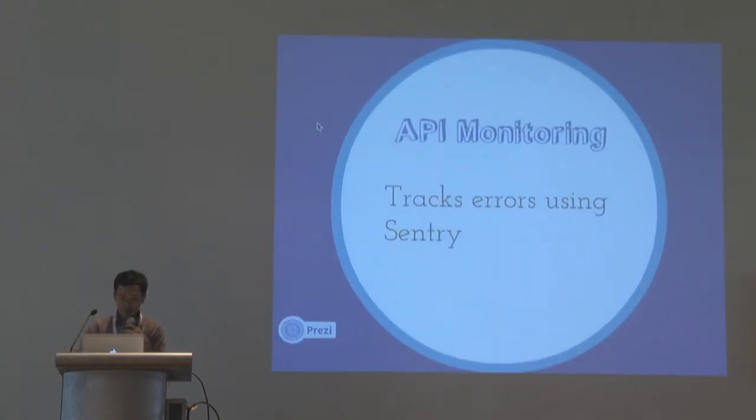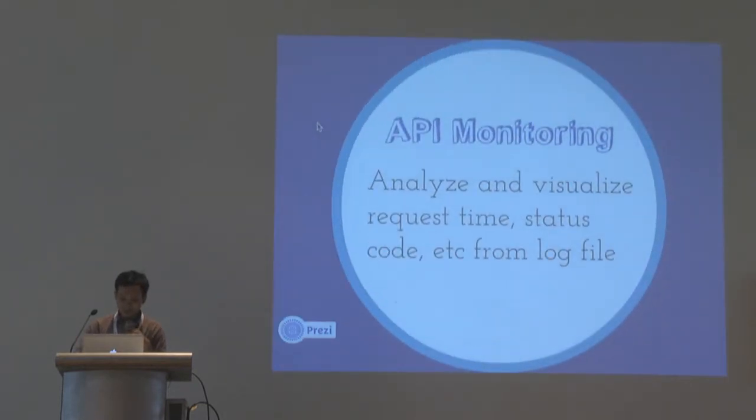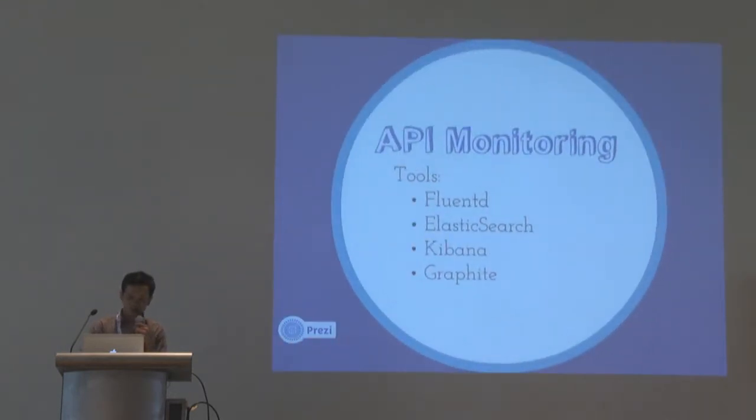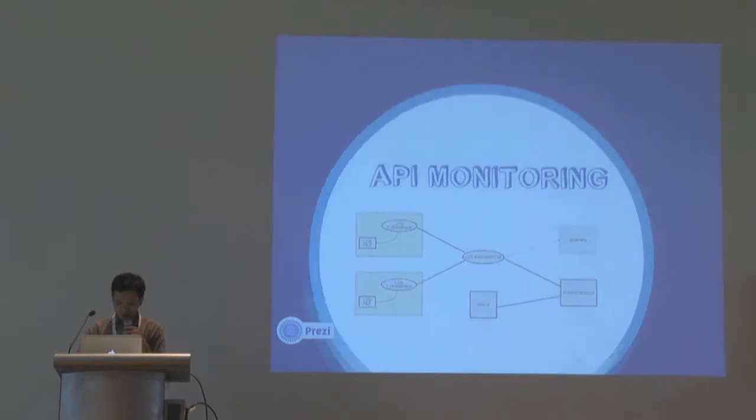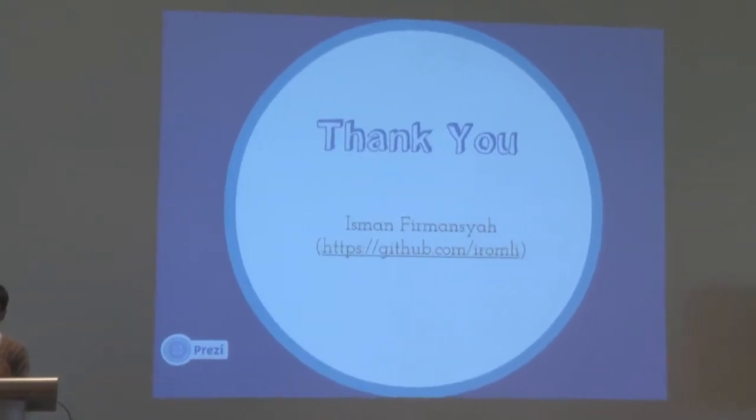So the last part is how we monitor our APIs. The first one is we use Sentry to track all errors. We analyze and visualize request time, status code, etc. from log files. The interesting part is we use a combination of Logstash, Elasticsearch, Kibana, and Graphite. This is our design. So that's all. Thanks for listening.